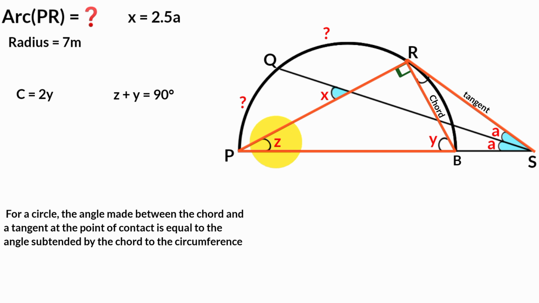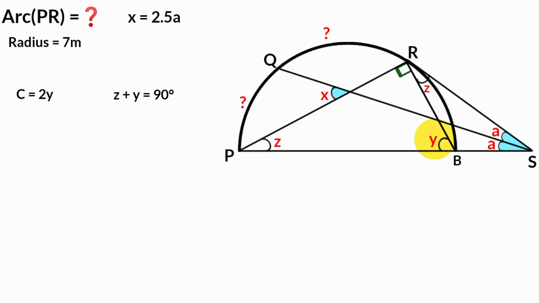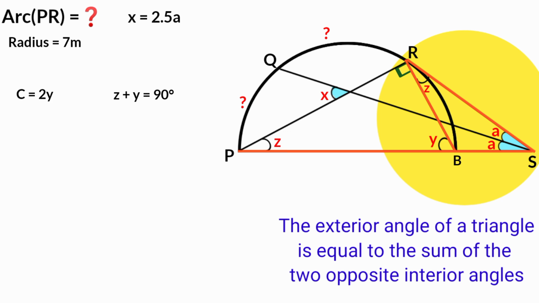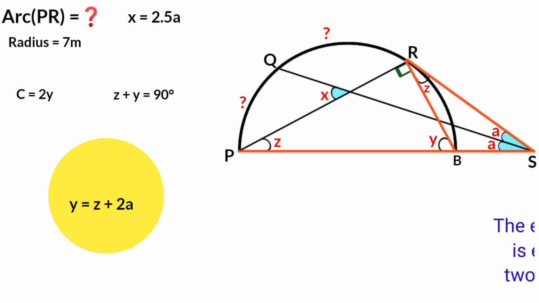So since this is Z, this must also be Z. Now look at this angle Y. It is an exterior angle of this triangle BRS. One property of an exterior angle of a triangle is that it is equal to the sum of the two opposite interior angles. So Y is equal to the sum of this Z and these two A's. We write it out here. Y equal to Z plus 2A.